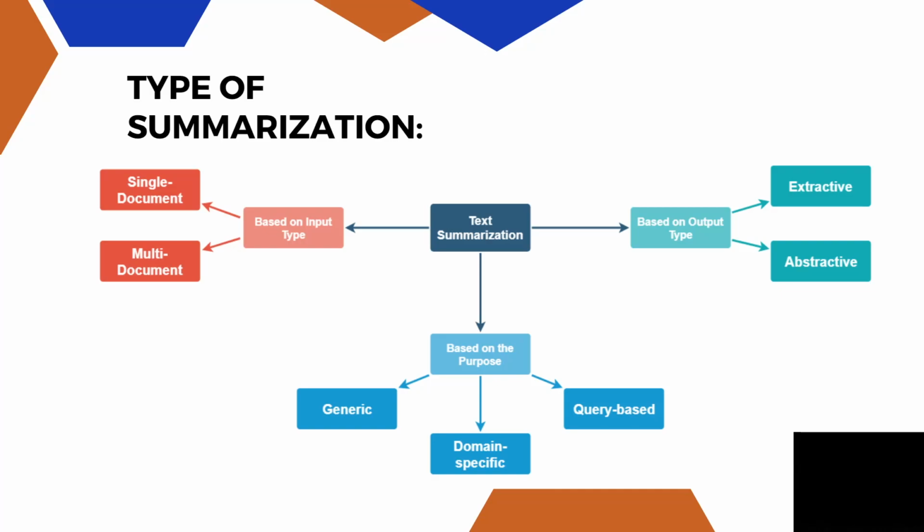Types of summarization. On the basis of input type, there are two types of summarizer: single document and multi-document. On the basis of output type, there are extractive and abstractive. Based on the purpose, there are three types: generic, domain specific, and query based.